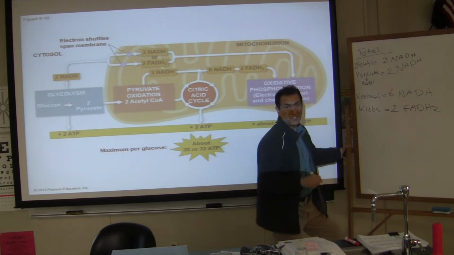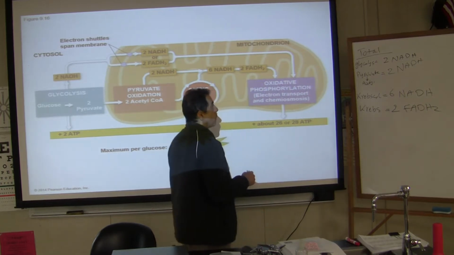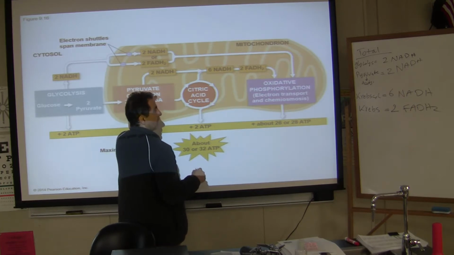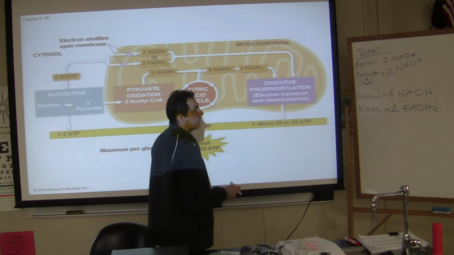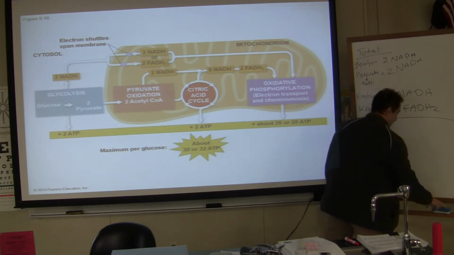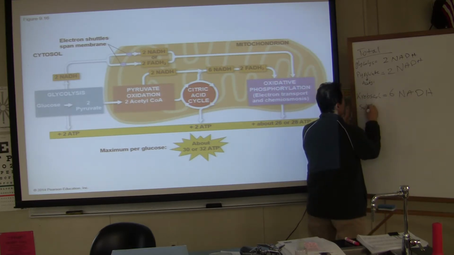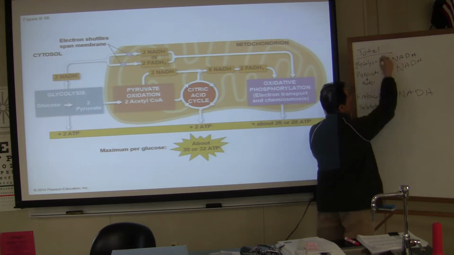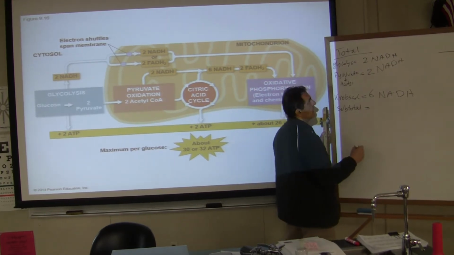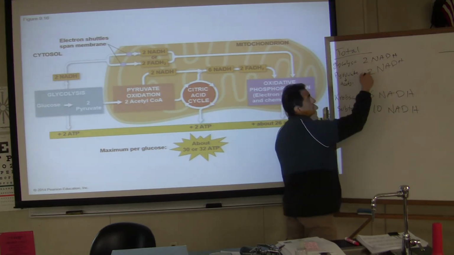Is that all of the FADH2? No? Where else am I missing? 2 from glycolysis, right? 2 from conversion of pyruvate to acetyl-CoA. 6 from the Krebs cycle, and, no, that's correct. Yeah, that's all of it. That's all of the NADH and FADH2. So what is the subtotal of NADH? 8? Why 8? 10. 10 NADH. 2 and 2, 4 and 6, 10.